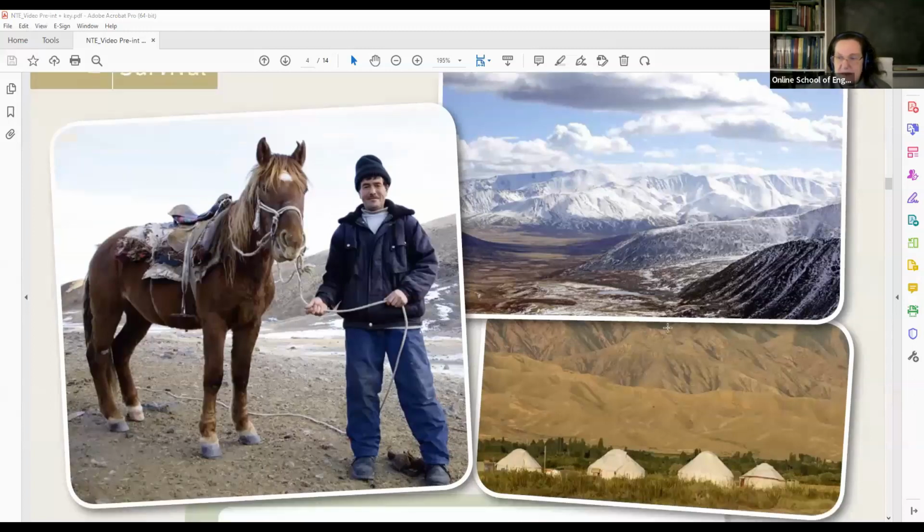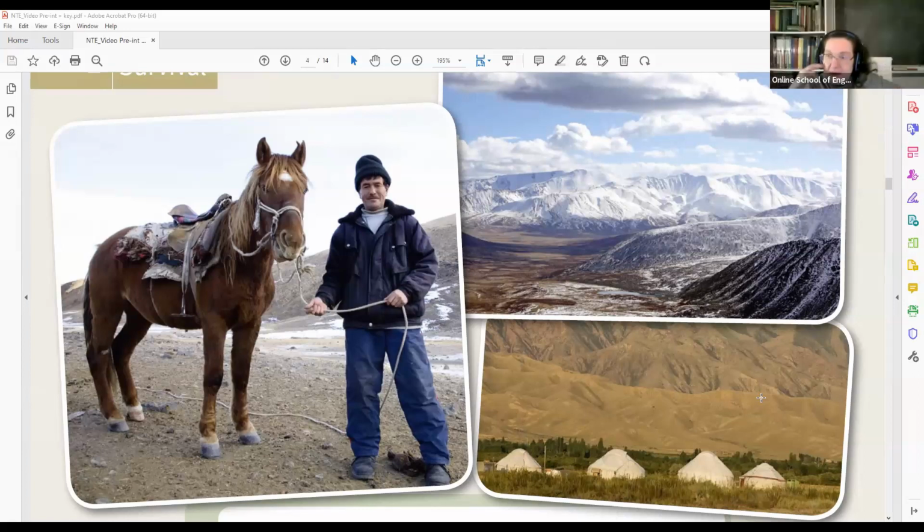So, how many pictures do you see? Three. Okay. What can you tell me about these pictures? Can you describe the place? Mountains. Okay. What else? Horse. Beautiful. Okay. Is it spoiled or unspoiled? Unspoiled. Yes, definitely unspoiled.